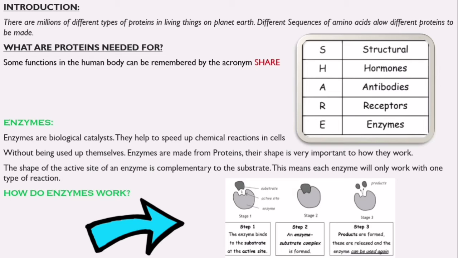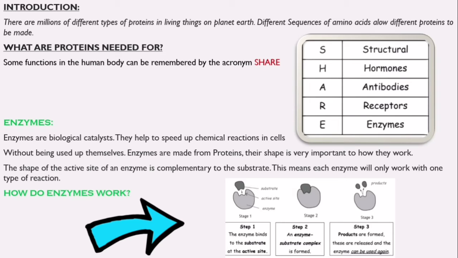So enzymes are biological catalysts, and they're used to help speed up the rate of a chemical reaction in cells without using up themselves. Enzymes are made from proteins, and their shape is very important to their role. The shape of the active site of an enzyme is complementary to the substrate, and this means that each enzyme will only work with one type of reaction.